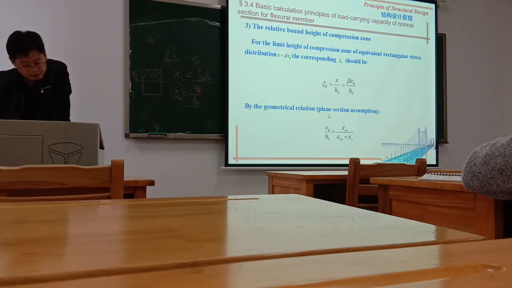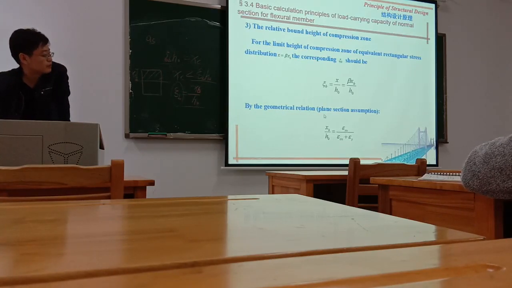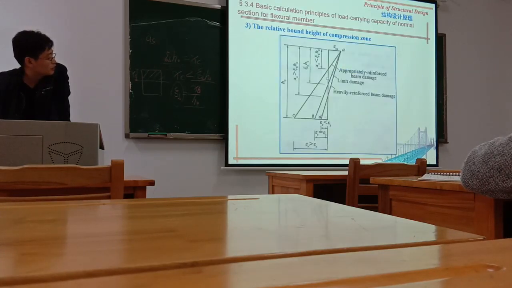And in this formula, one of the relations is this one: xb divided by h0 equals epsilon cu divided by epsilon cu plus epsilon y. So how do we get this relation? Is it by the geometrical relation? The geometrical relation is from this figure.